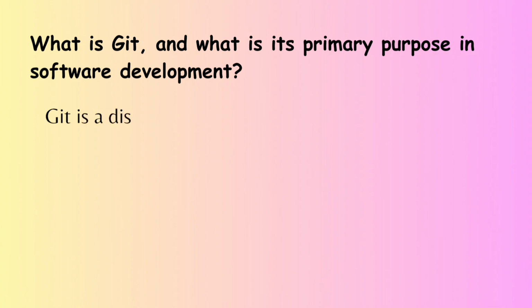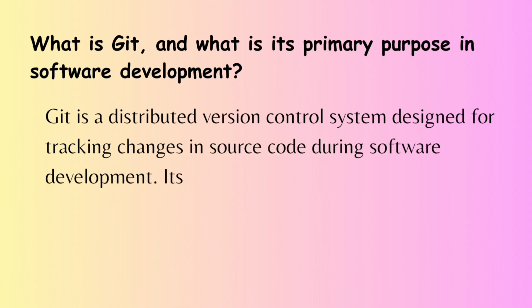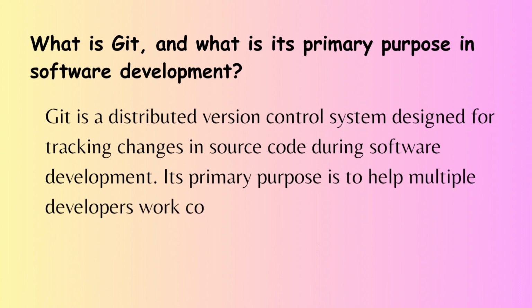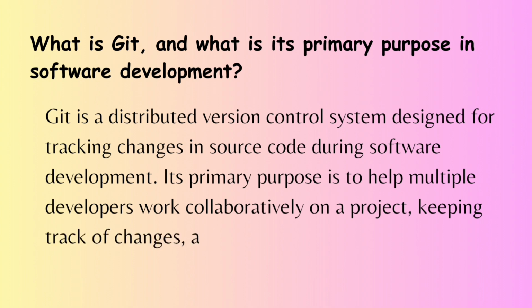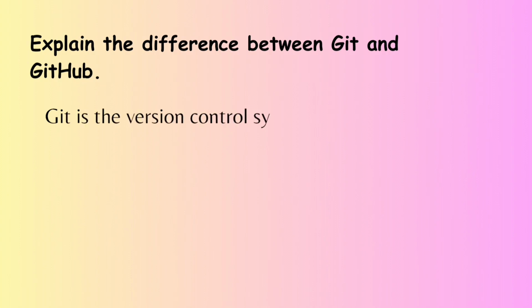What is Git, and what is its primary purpose in software development? Git is a distributed version control system designed for tracking changes in source code during software development. Its primary purpose is to help multiple developers work collaboratively on a project, keeping track of changes, and ensuring version control.